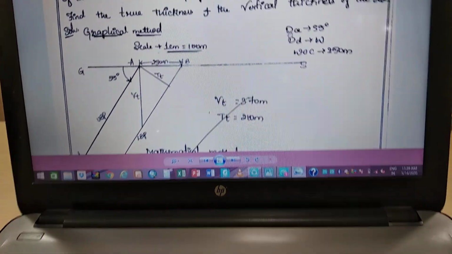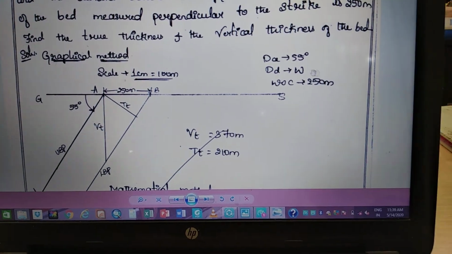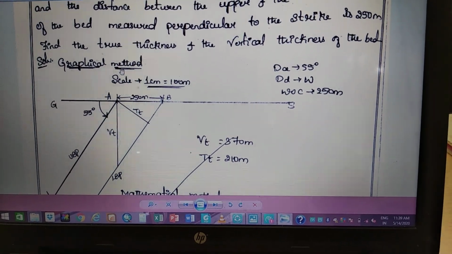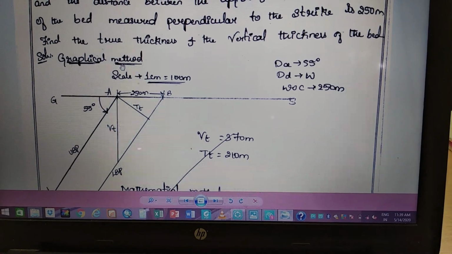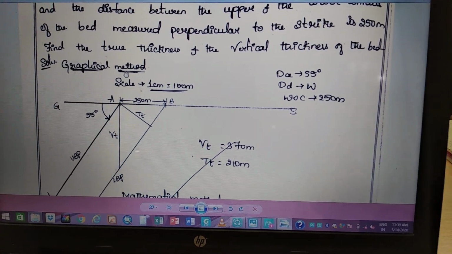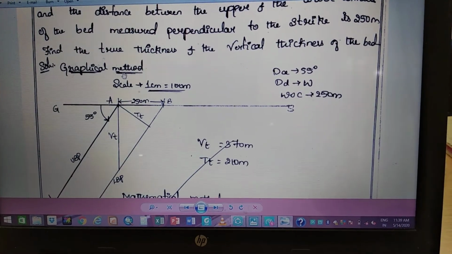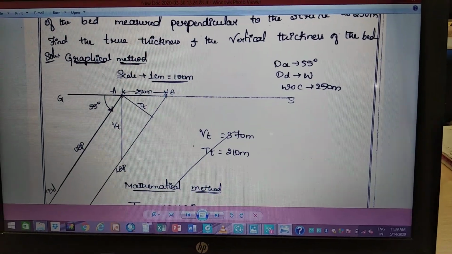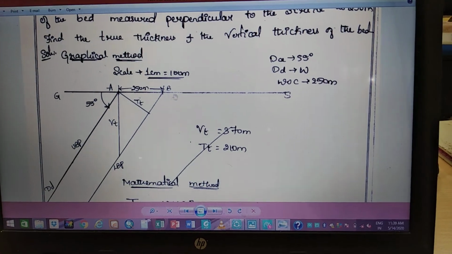In solving this problem, there are two methods. One is the graphical method, and the other is the mathematical method. By using the equations, we solve the problem; that is the mathematical method. By drawing graphs, that is the graphical method.